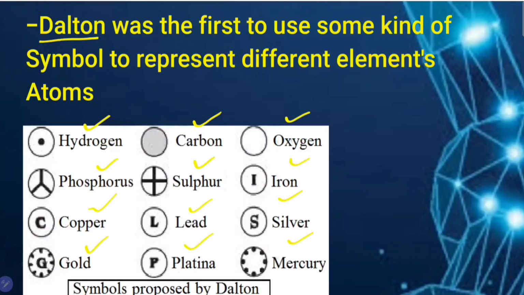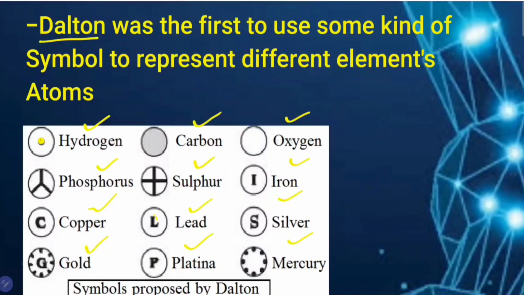As you can see, these are the main elements present. For hydrogen, he used a big circle with a dot in the center. For lead, he used an L symbol with a circle surrounding it. So this is the proto version of what we use today. These were the first kind of symbols.